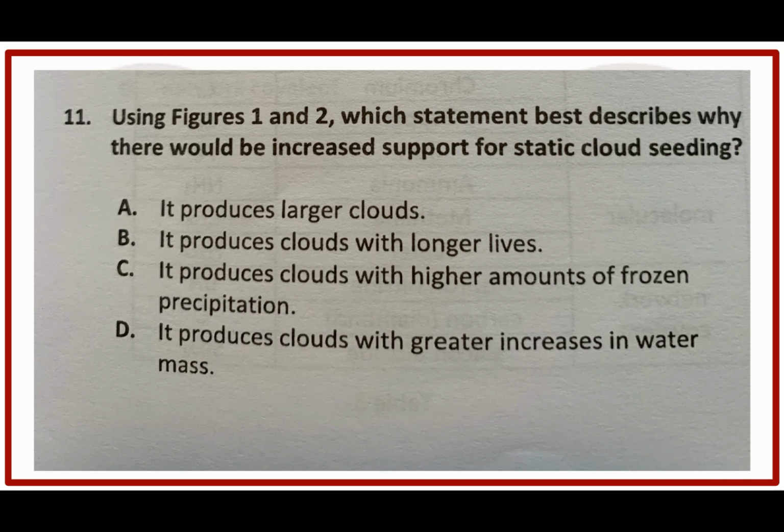C, it produces clouds with higher amounts of frozen precipitation. Again, we're talking about water mass. And then D, it produces clouds with greater increases in water mass. There you go. That's pretty cut and dry, black and white, simple. That's one that we've got to get correct. So I would choose D for number 11, and that would be the correct answer.